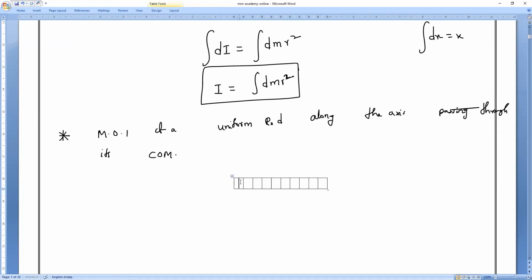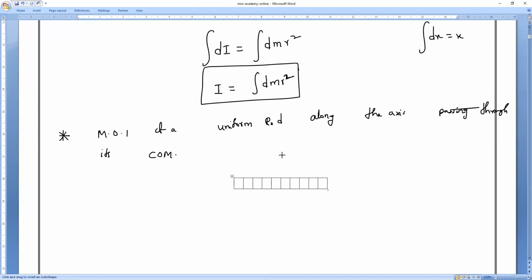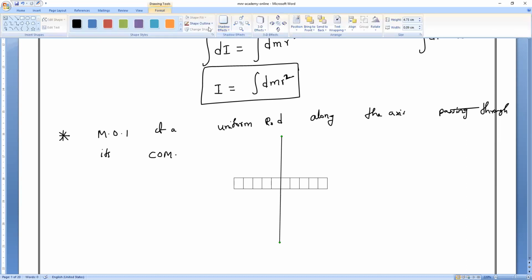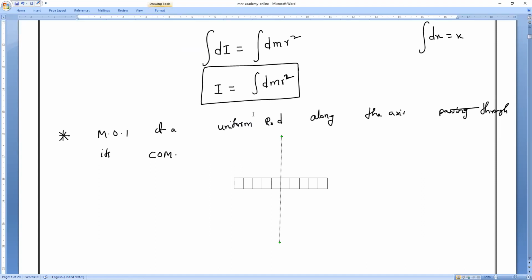Let me consider this is a uniform rod. Exactly in the middle, the axis of rotation is passing through the center of mass. So let me take this as the center of mass. Everybody verify it, is it correctly matching? This is the axis of rotation.